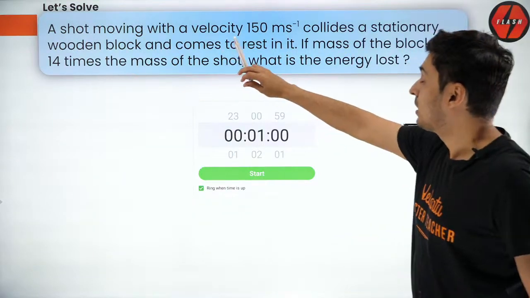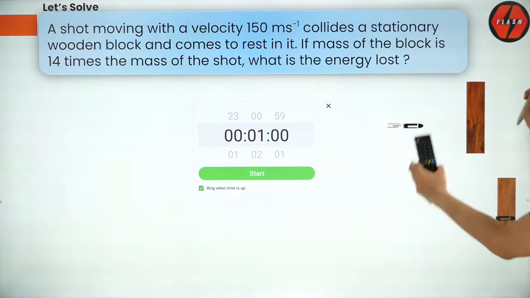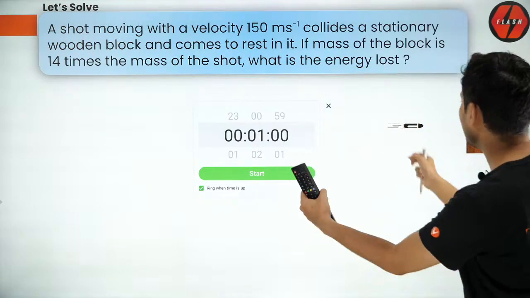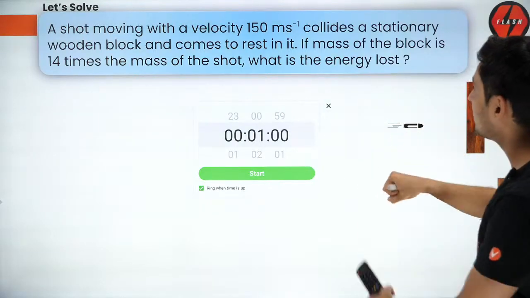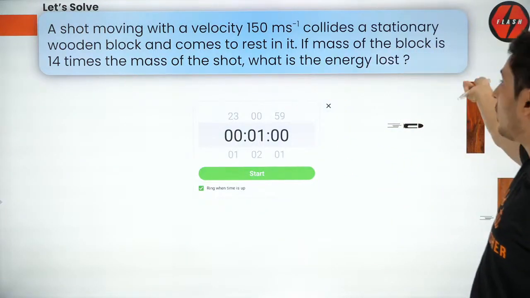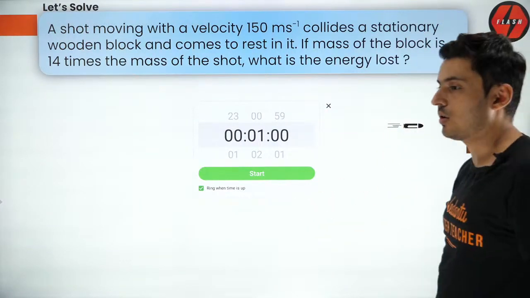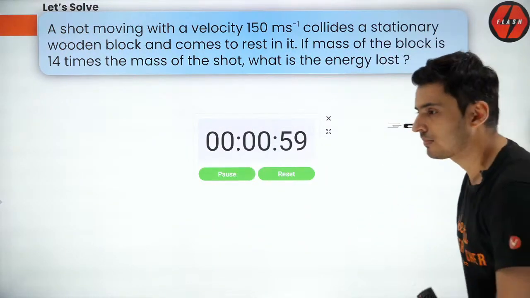A shot, a bullet moving with some speed collides with a stationary block. Let's say that block is on a smooth surface and the bullet comes to rest inside of it. It sticks inside it. And the mass of the block is 14 times the mass of the shot. What is the energy which is lost? Very interesting question. Let's see how many of you get this. 1 minute.